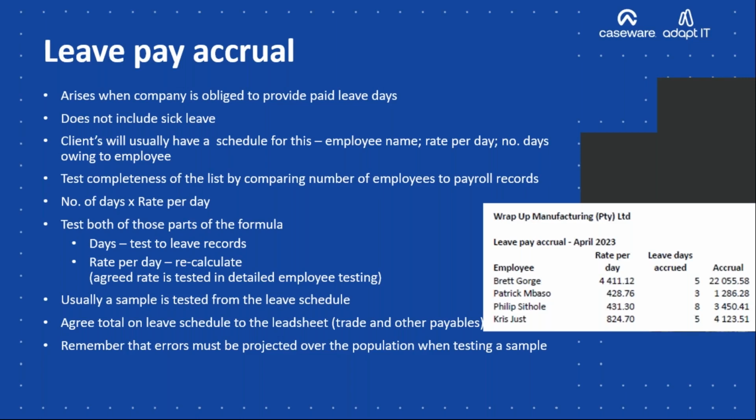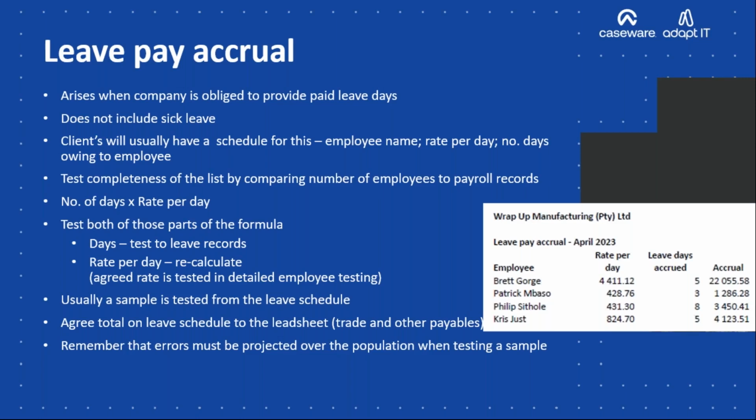Usually you could ask them for the schedule with the employee name, the rate per day, the number of days owed to the employee. It can be in the payroll system or any other parallel system where they keep records of any days that are due or accrued per employee. You can test the completeness of the list by comparing the number of employees to payroll records. Number of days multiplied by rate per day will give you the accrual.